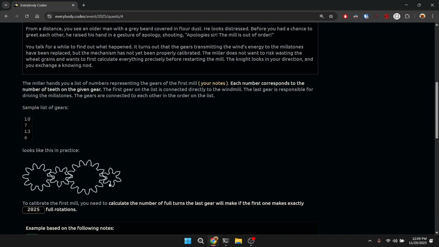It's like hard to count. Okay, so it's like the number of teeth on the given gear.